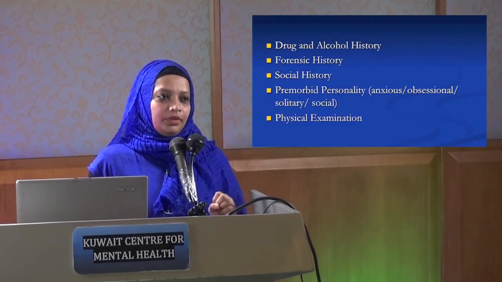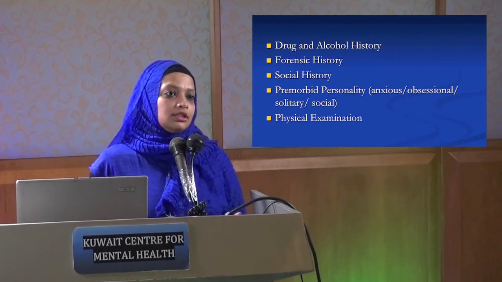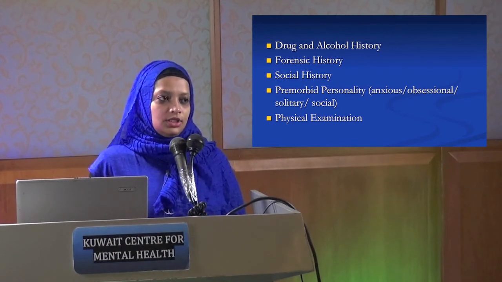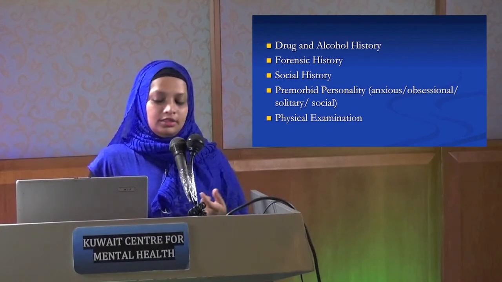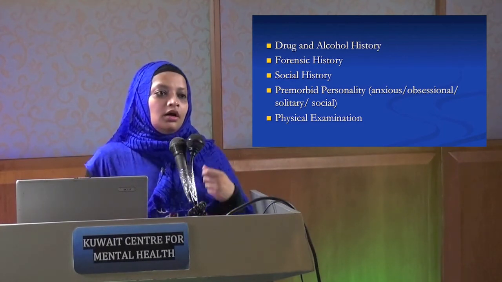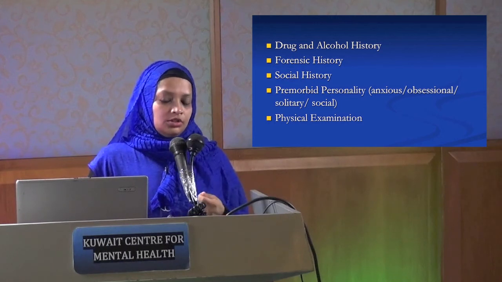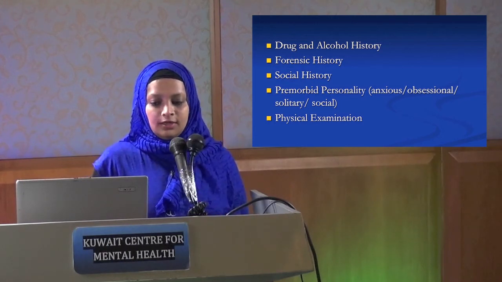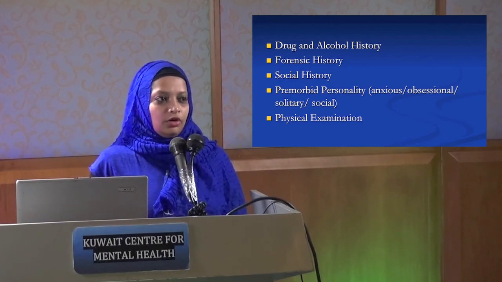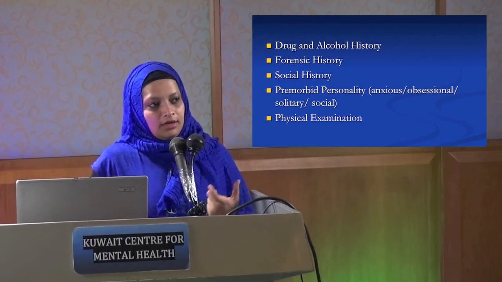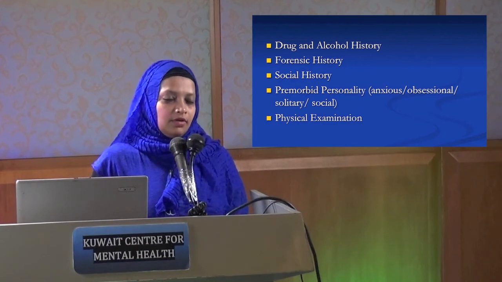Drug and alcohol history is quite vast, and if there is a positive drug and alcohol history, we need to find out when they started the behavior. Is there a tendency to addiction? What do they use? How much do they use? How often do they use? And especially in drug abuse, we need to find out if they have any habits like sharing needles or injecting behaviors and all that.